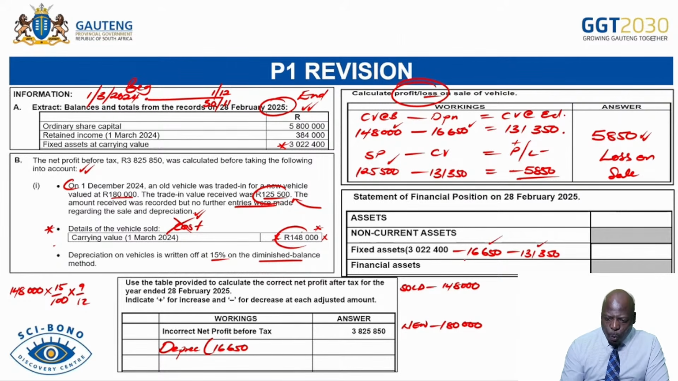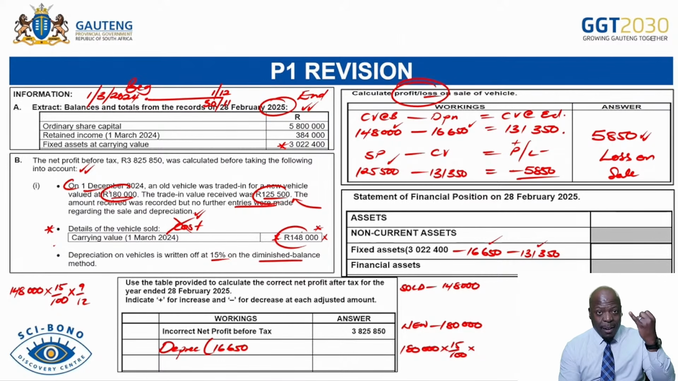Once we're done here, I am left with calculating depreciation for the new vehicle. My new vehicle is 180,000, as you see here, and the depreciation rate is 15%. It becomes easy now because you're counting from the 1st of December, January, February, that's 3 months.